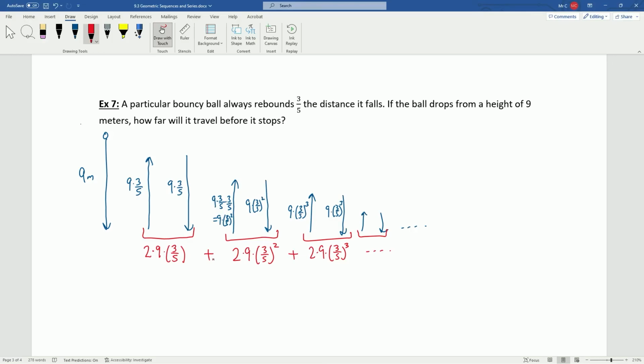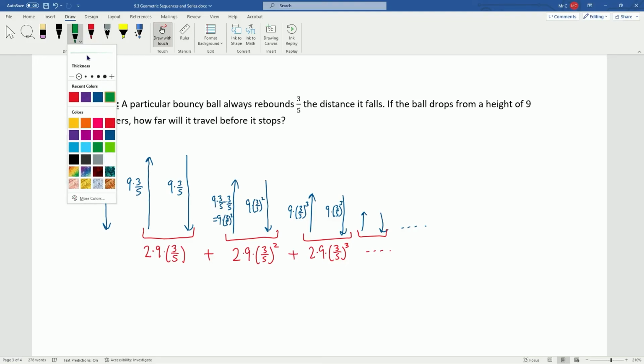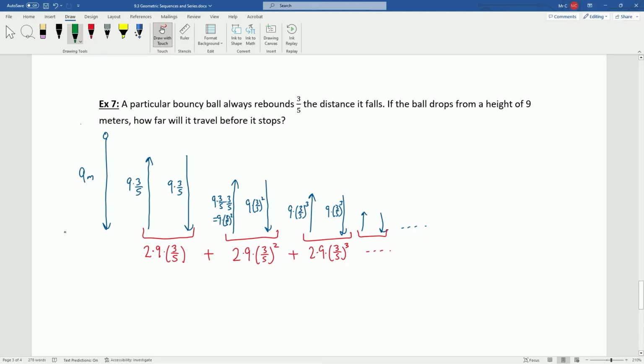How can I make one formula to deal with this case when I have this outlier term that messes it up? Well, what I'm going to do is just add a fake term here, and imagine that it had already bounced up 9. Now I'm going to have to compensate for that later, but that's okay, right? I'll just think of this as 2 times 9 plus so forth and so on.